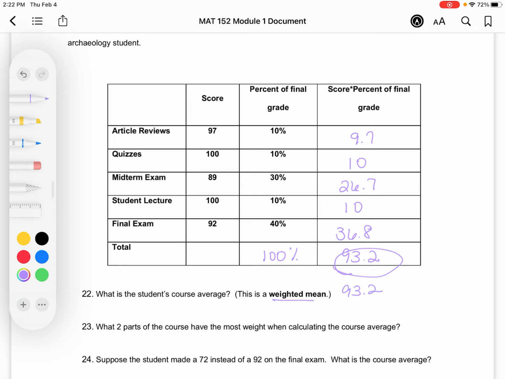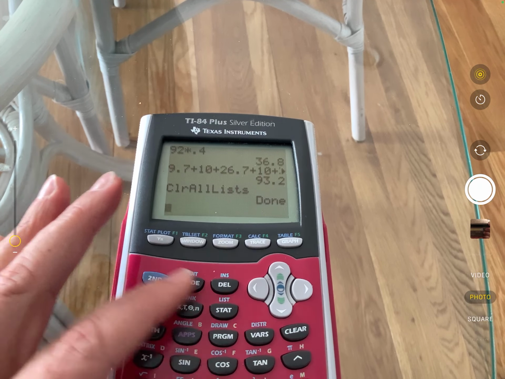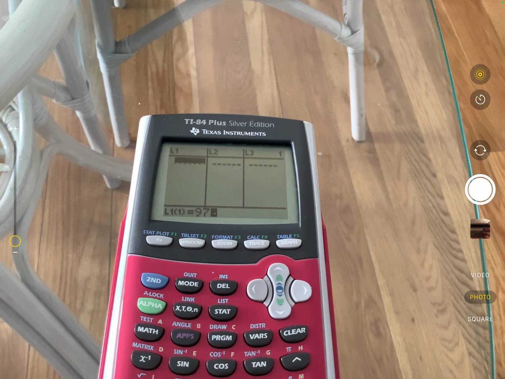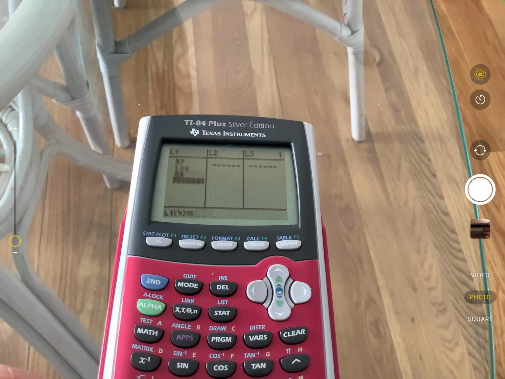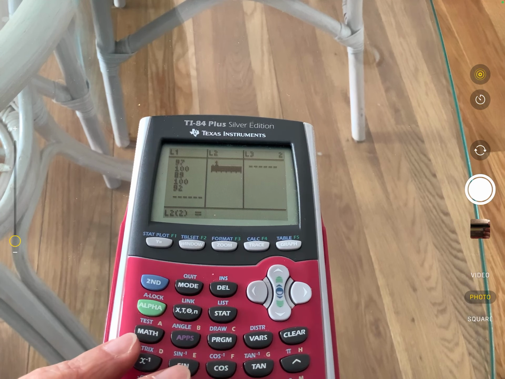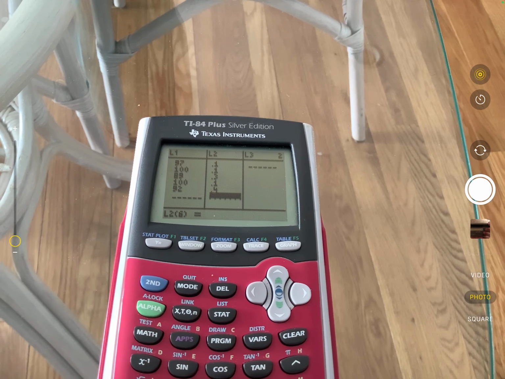If I wanted to do this on the calculator, I can do this. And again, I'm going to clear my lists. I can do this by going into Stat Edit. I can put my values, my scores, 97, 100, 89, 100, 92, and then I can put the percents, 0.1, 0.1, 0.3, 0.1, 0.4 into list 2.